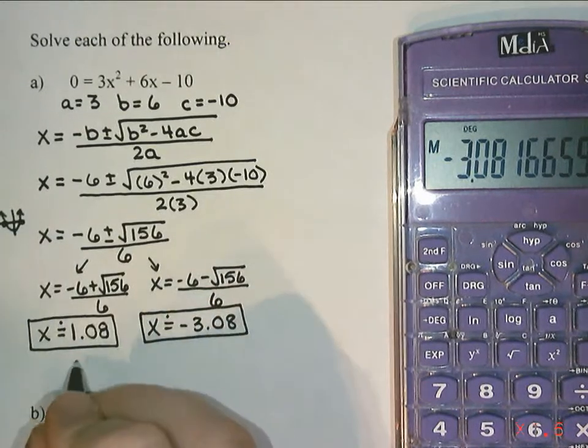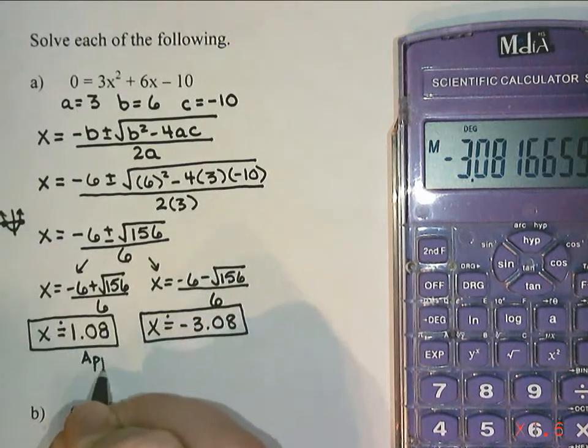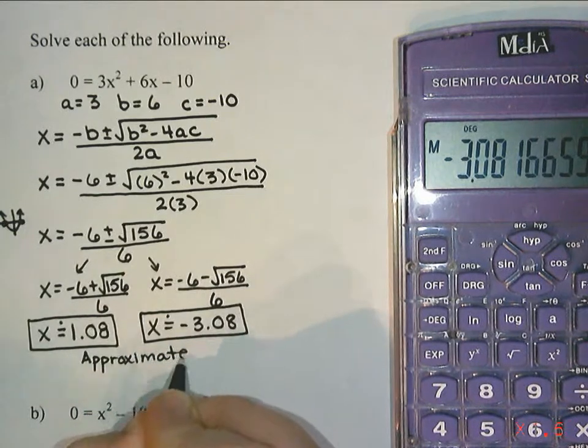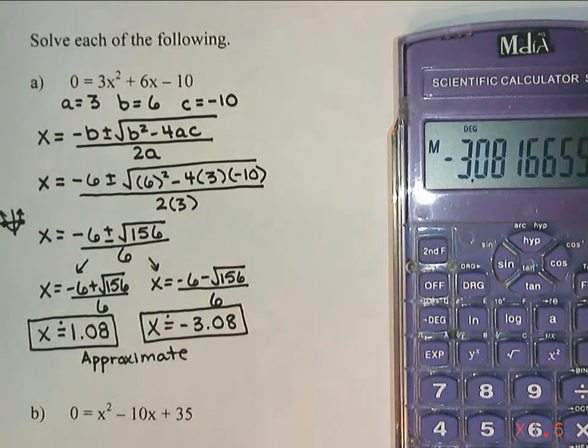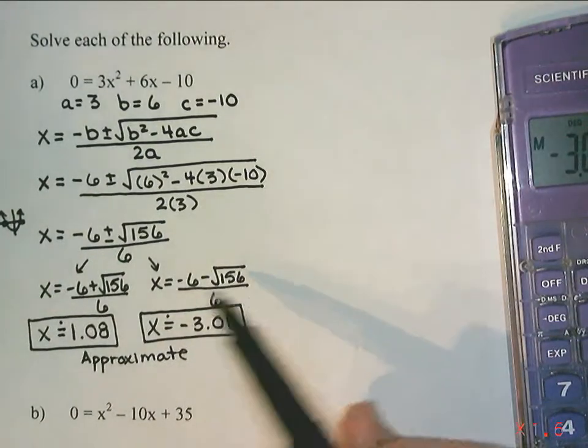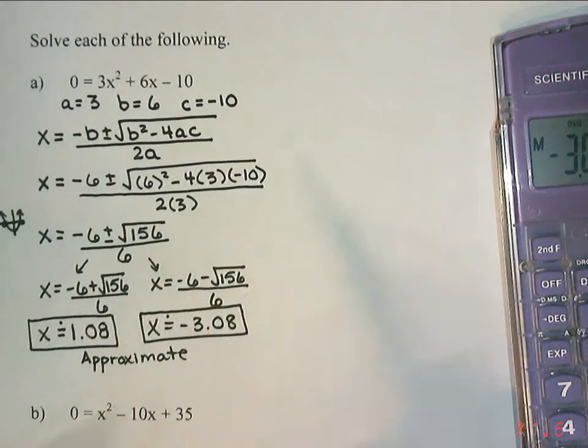Now these are called approximate answers because that's what it's approximately equal to. When you round, you are losing some of the decimal places and a little bit of the precision. So it is not an exact answer, it is just approximate. An exact answer would be what we would get if we had left these alone.